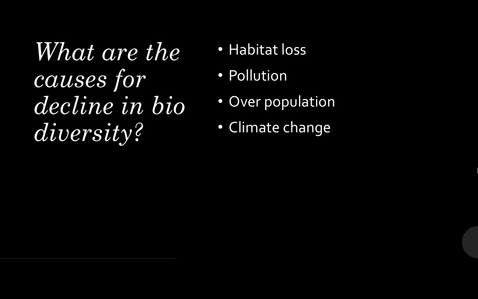Overpopulation is also a problem for biodiversity. If there is overpopulation, that means there will be a bigger demand for food, water, land, and energy. Because of this, species have been going extinct at a faster rate, from 1,000 to 10,000 times the natural rate.